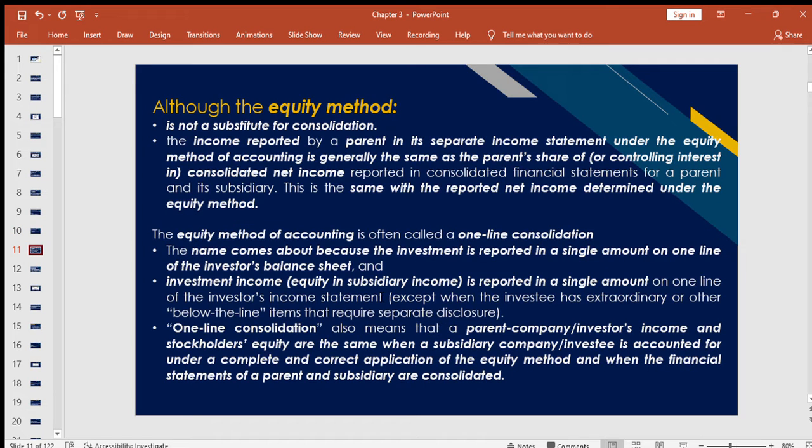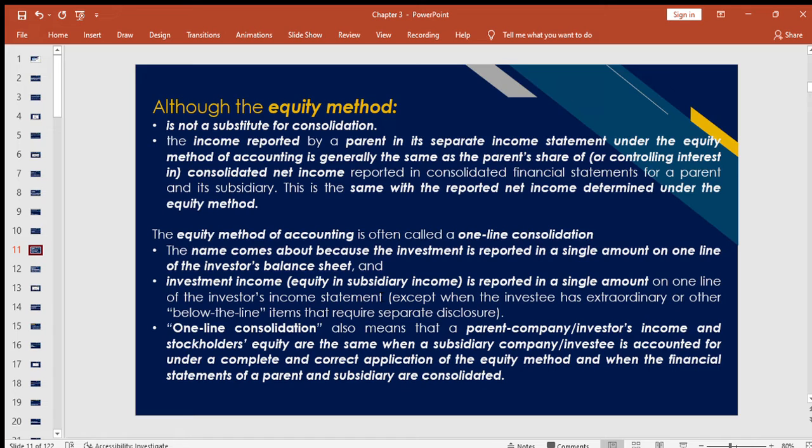Although the equity method is not a substitute for consolidation, the income reported by a parent in its separate income statement under the equity method of accounting is generally the same as the parent's share of the consolidated net income reported in consolidated financial statements for a parent and its subsidiary. This is the same with the reported net income determined under the equity method. So the equity method of accounting is often called one-line consolidation.